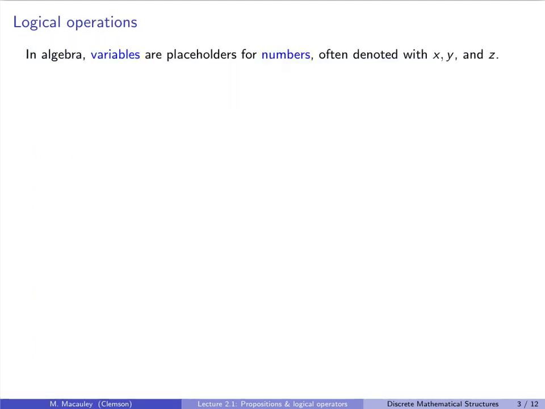In algebra, which we're all familiar with, variables are placeholders for numbers, which we often denote with letters like X, Y, and Z. We can use other letters too, but those are the most common.